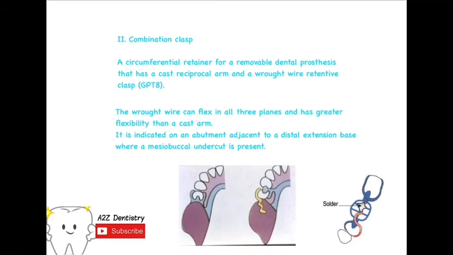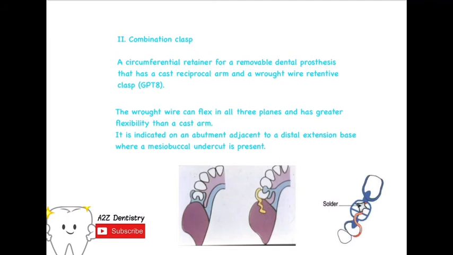We have seen that the cast arm is fabricated from a cast alloy, therefore it cannot provide enough flexibility as opposed to our wrought wire. Now this combination clasp is specifically indicated on an abutment which is adjacent to our distal extension cases. These distal extension cases are our class 1 and class 2, right?